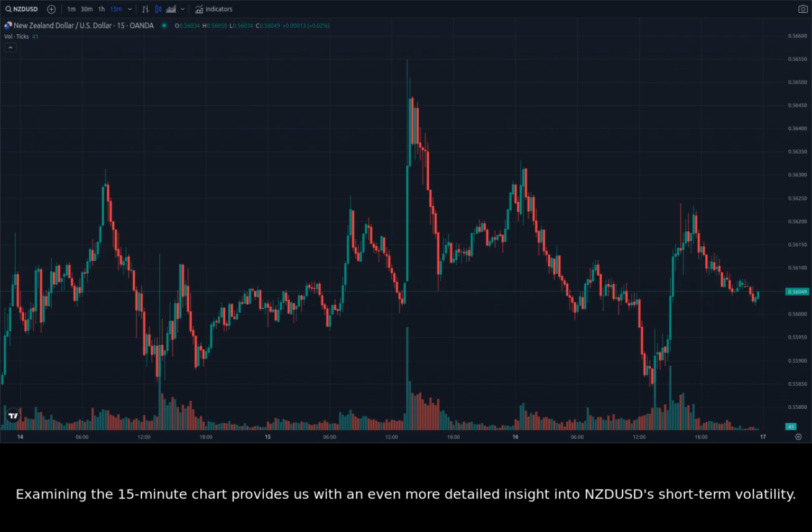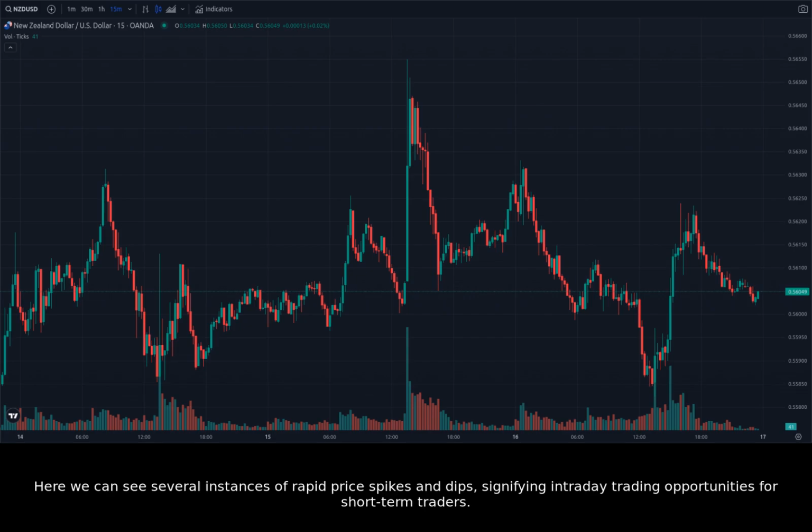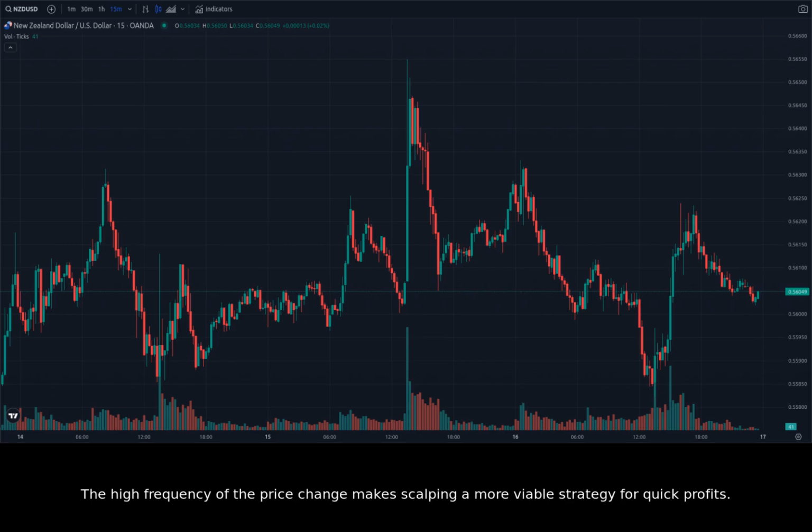Examining the 15-minute chart provides us with an even more detailed insight into NZDUSD's short-term volatility. Here we can see several instances of rapid price spikes and dips, signifying intraday trading opportunities for short-term traders. The high frequency of the price change makes scalping a more viable strategy for quick profits.